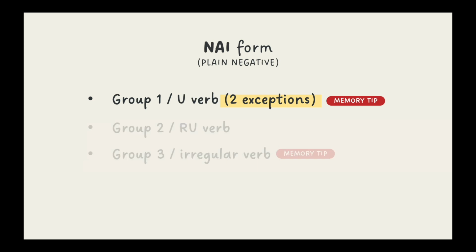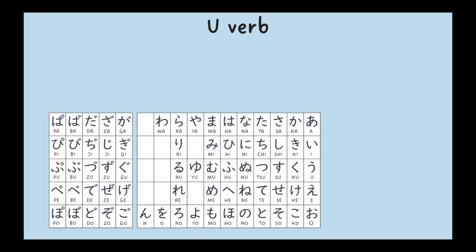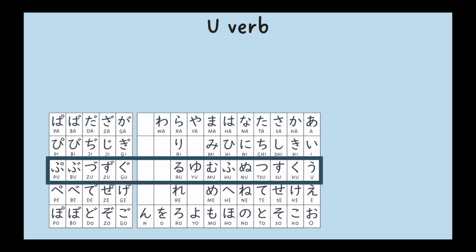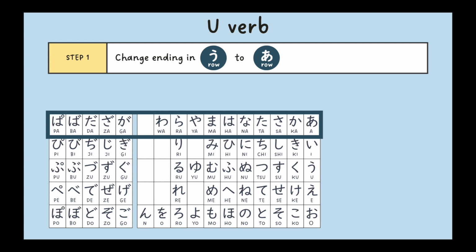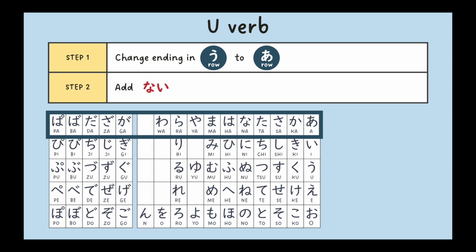Let's start with U-verbs, also known as Group 1. Remember that all Japanese verbs in dictionary form end with a hiragana from the U row. We can conjugate U verbs into the nai form in 2 steps. Step 1. Change the ending in the U row to the A row. Then step 2. Add nai.